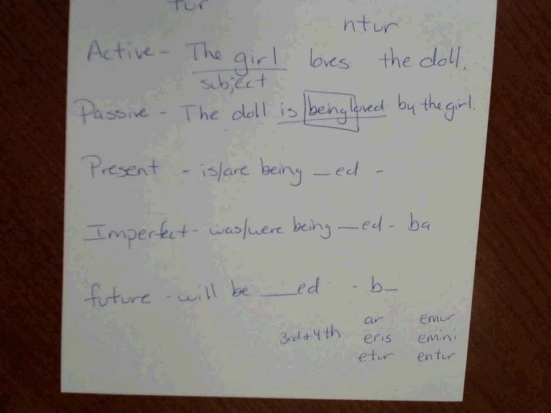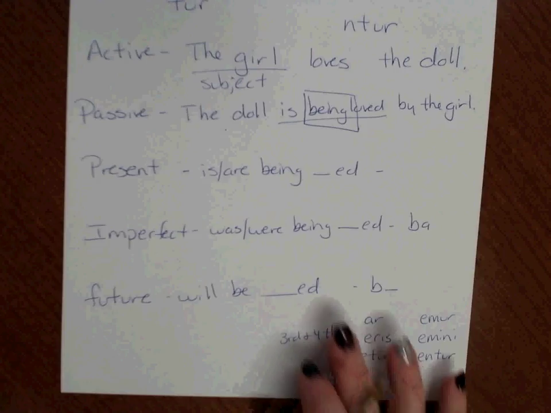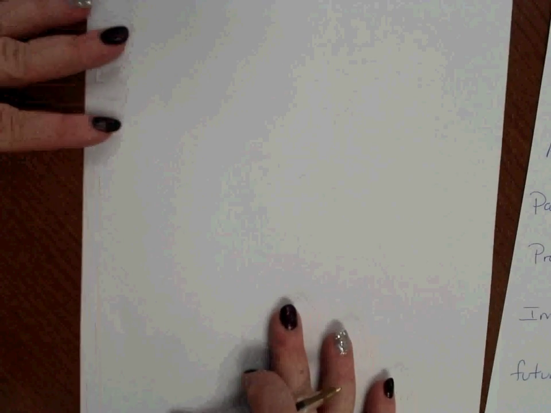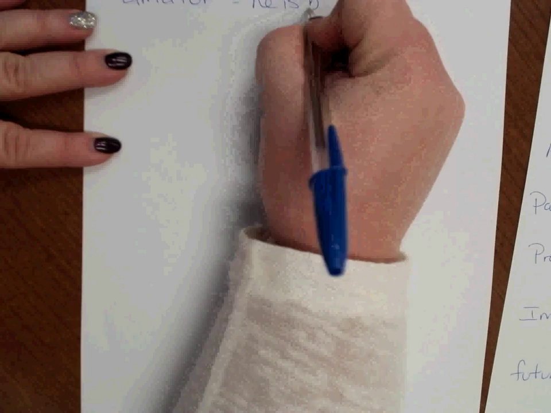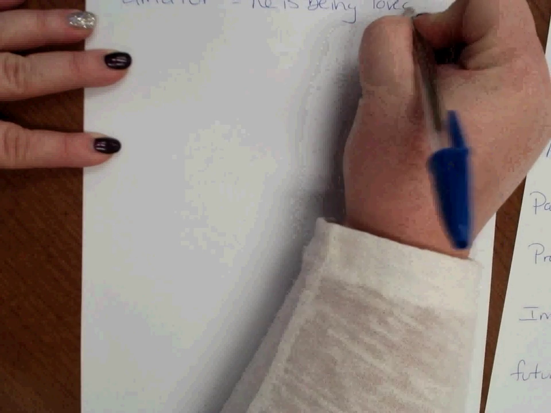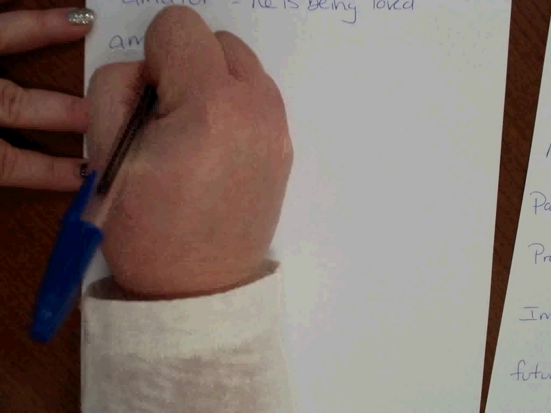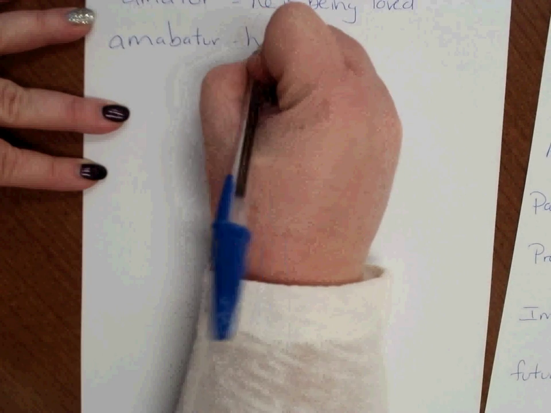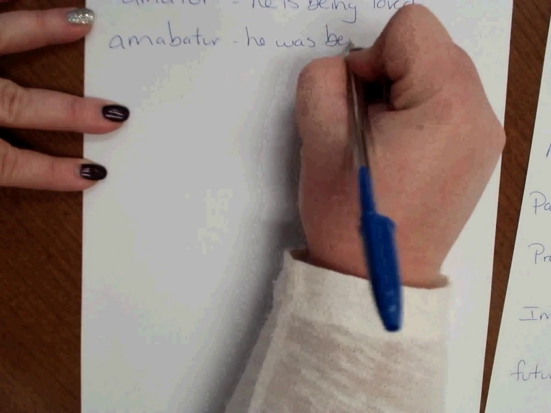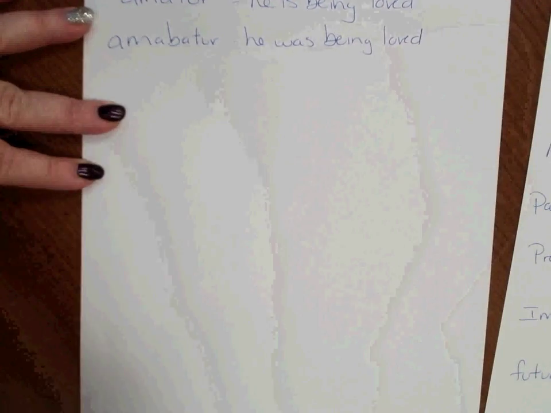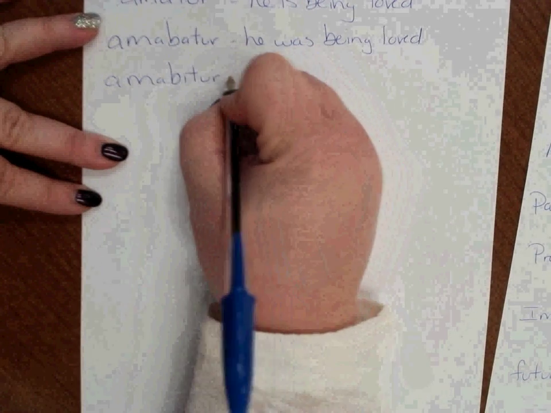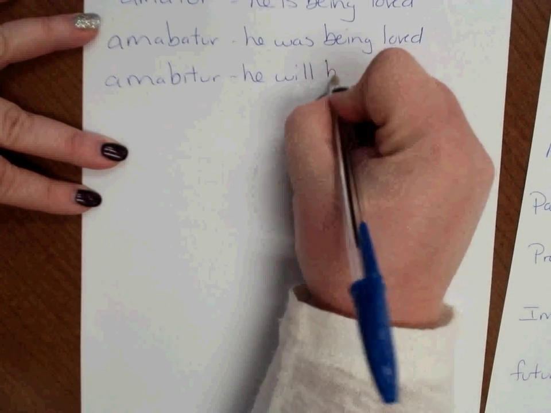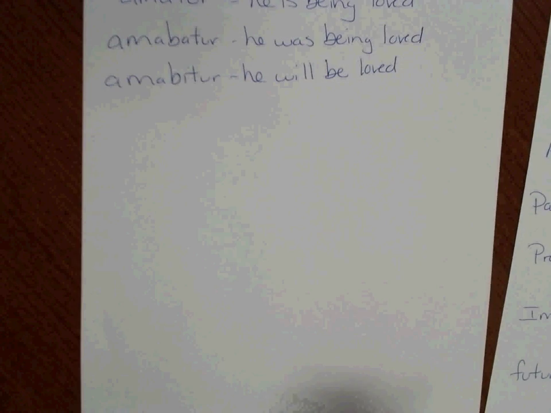So we've seen those before, and those always look like, you know, one word. So here's an example, like amatur. Okay, so he is being loved. Or amabatur, he was being loved. Or finally, amabitur, he will be loved. So that's what we've seen so far.